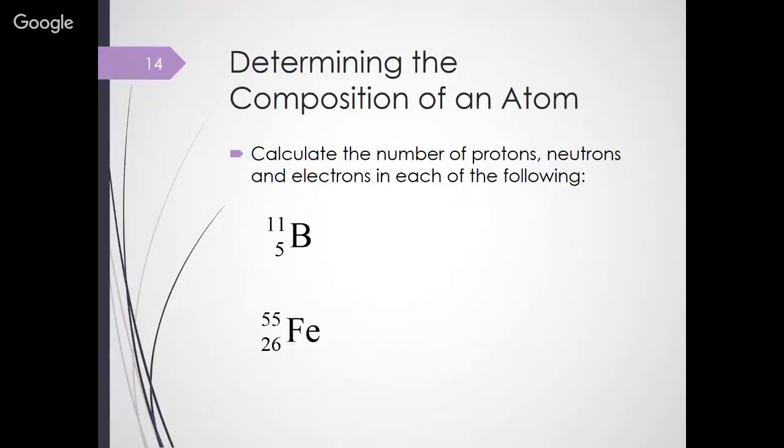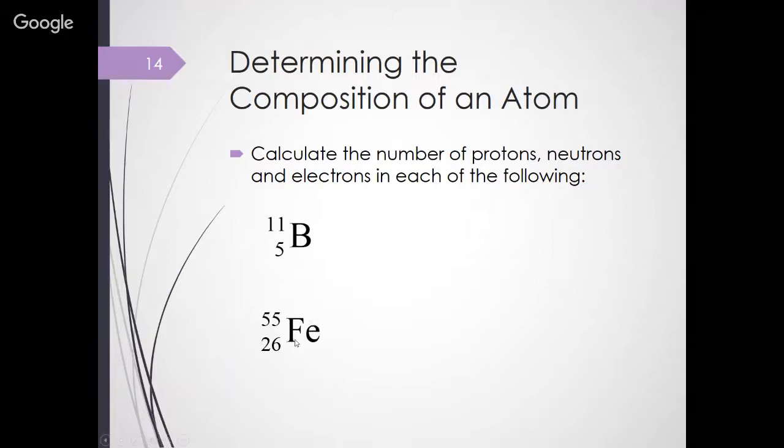So looking at these two elements, let's determine how many protons, neutrons, and electrons there are. So boron, remember, this is the atomic number. If it wasn't given, we just look on our periodic table. The number at the top is our mass number. So I know by looking at this that boron has 5 protons. There's no charge, which means there's also 5 electrons. Then I can just subtract 11 minus 5 equals 6, and that tells me the number of neutrons. So boron has 5 protons, 5 electrons, and 6 neutrons.